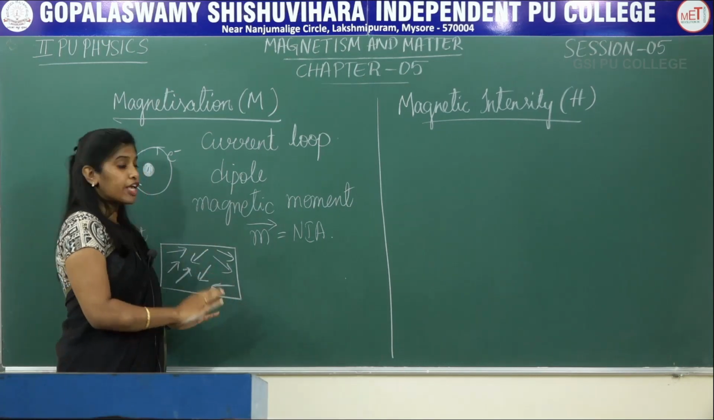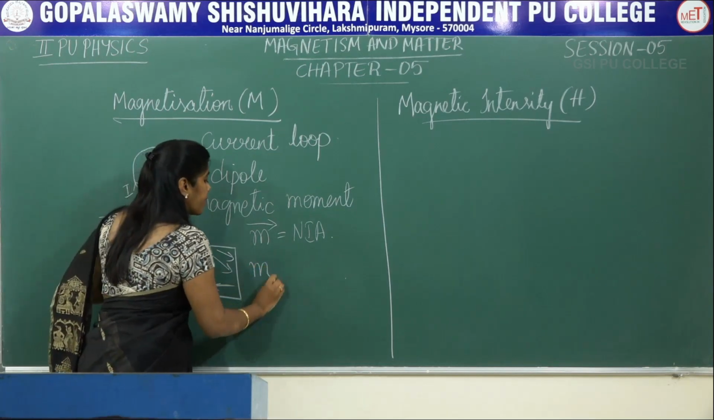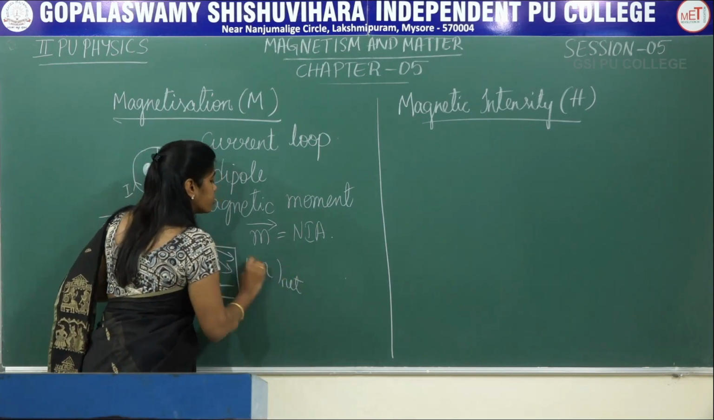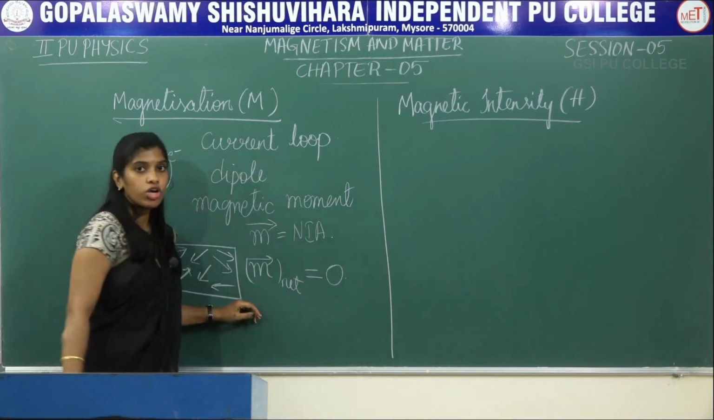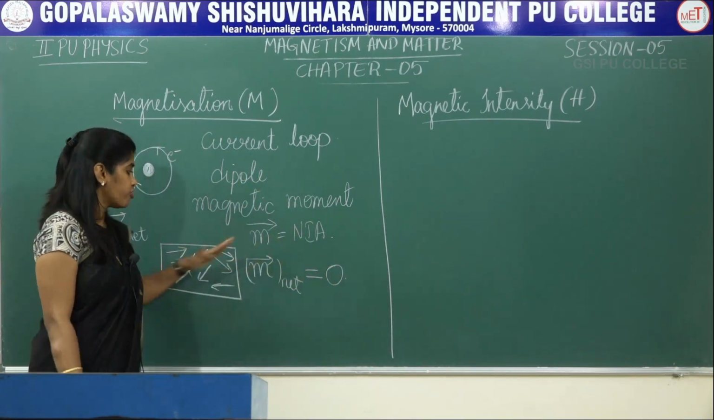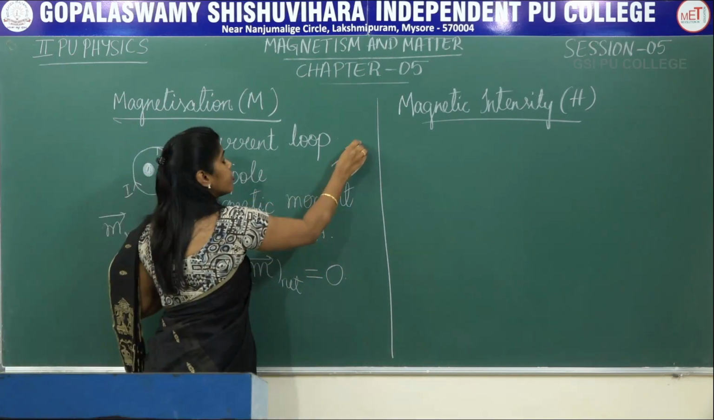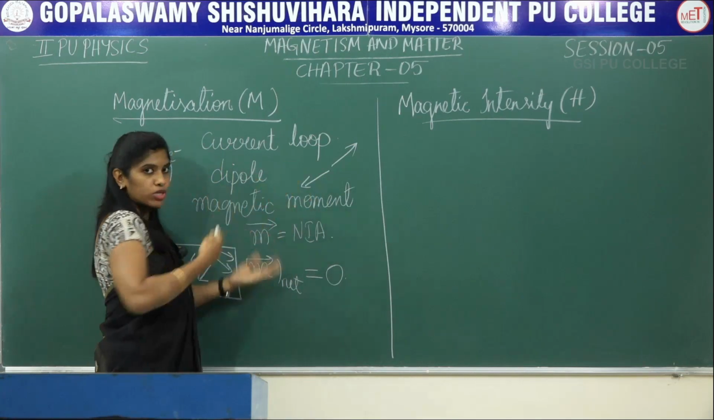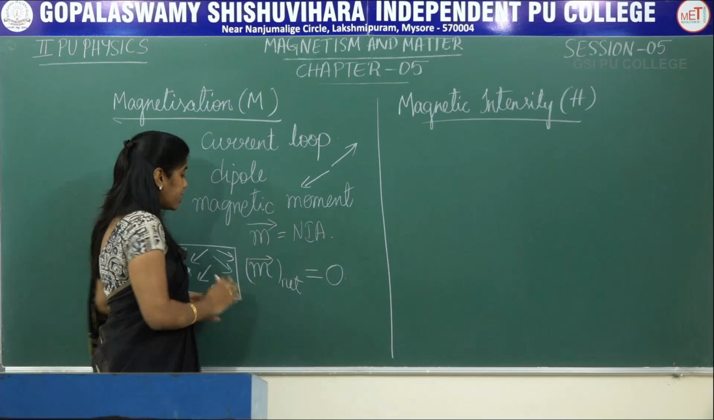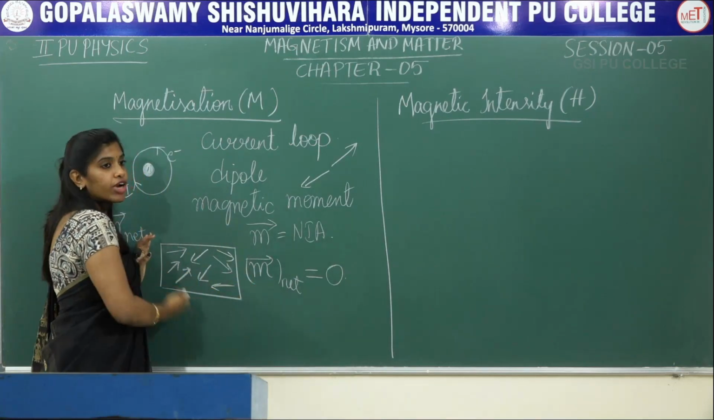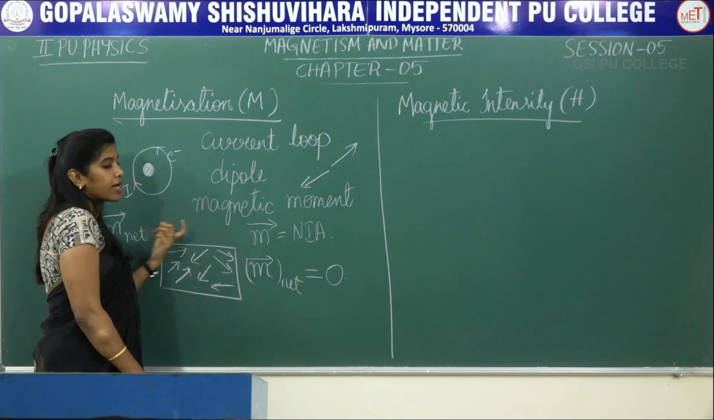So next let us see what will be the magnetic moment of this material. The net magnetic moment of this material will be equal to 0. Why is it 0? That is because of its random direction. One is directed in this way, the other one is directed in the opposite direction. So what will be the effect of them? It will be 0. Similarly, the atoms are having different moment directions, therefore the net magnetic moment will be equal to 0.